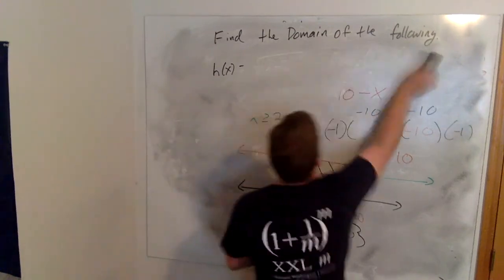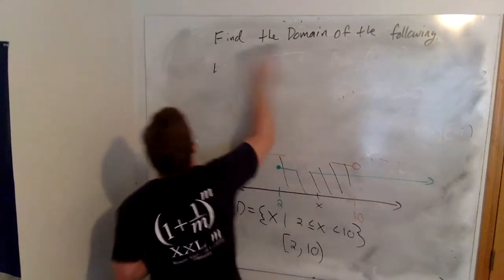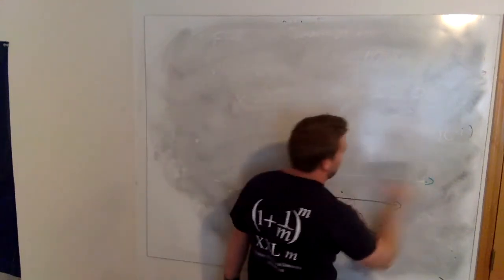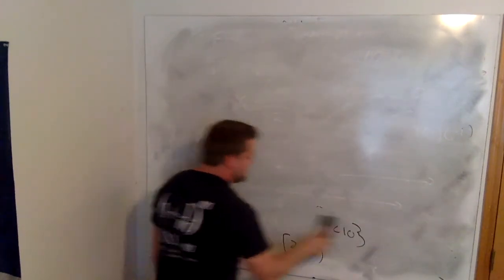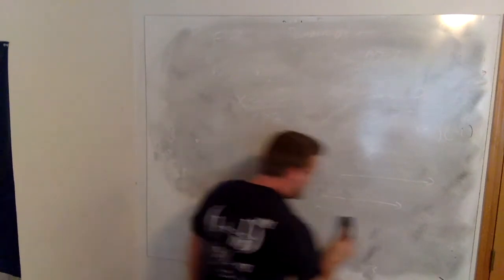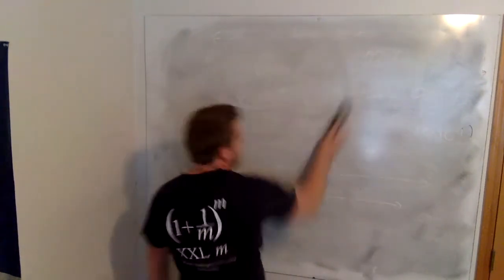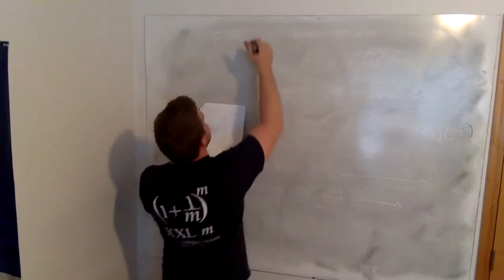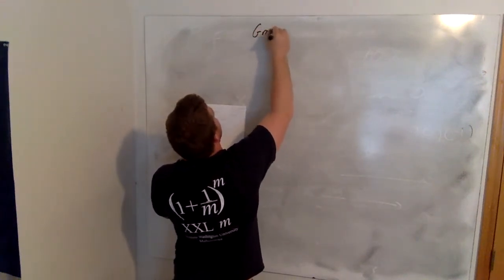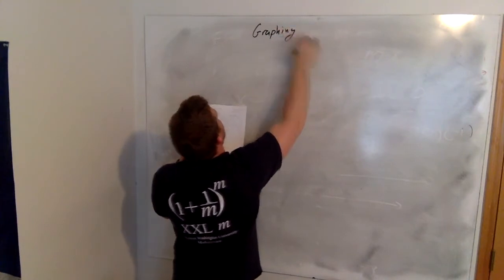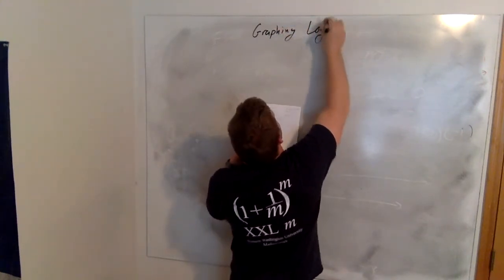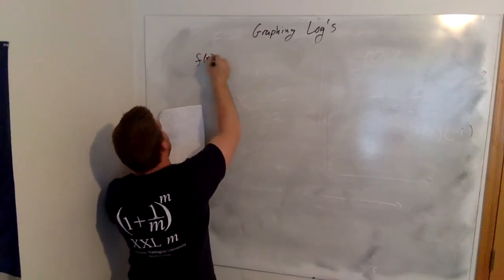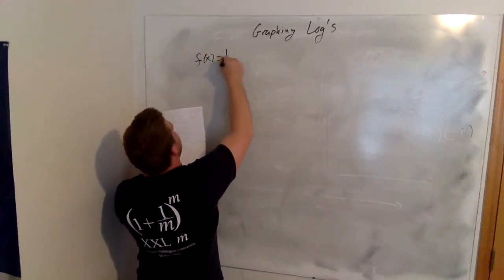Okay, now let's talk about graphing logarithms. You're going to find that the way we graph logarithms is going to be no different than how we graph exponential functions. There are key features to logarithms, and we're just going to follow them through the transformations. Okay, so let's talk about graphing. Graphing logs. Okay, so for f of x, let's say it's an exponential function.